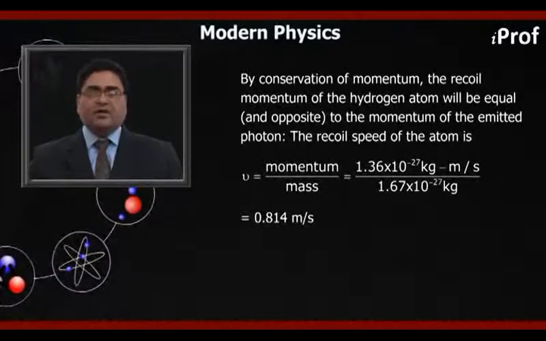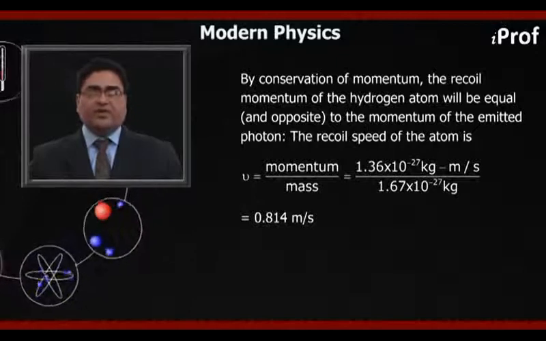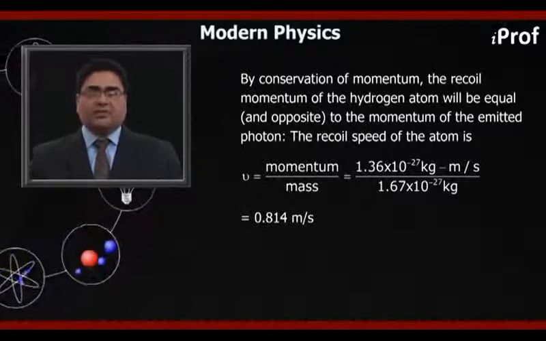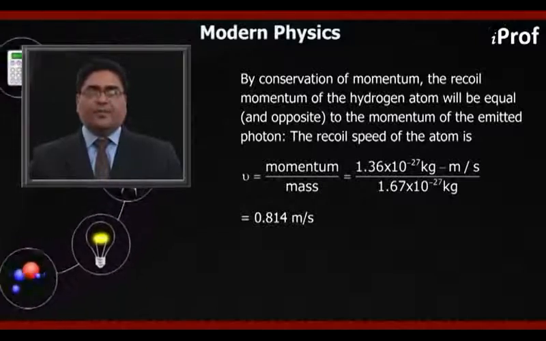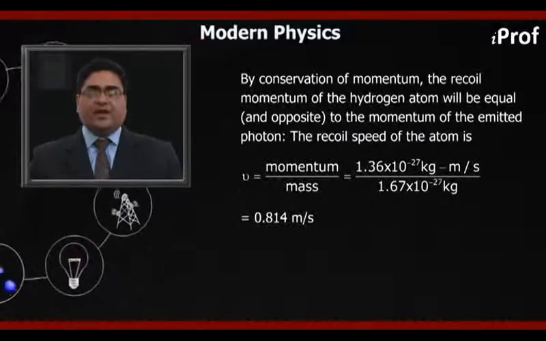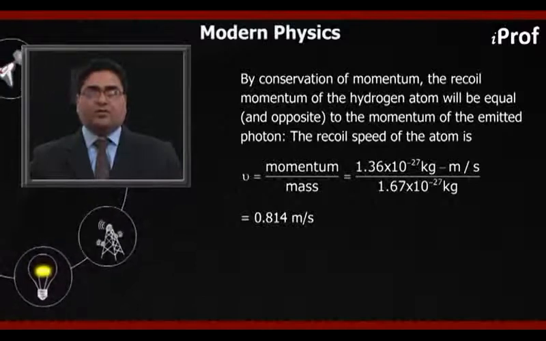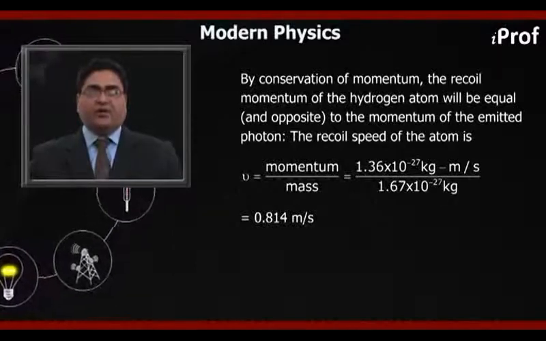The recoil speed of the atom is V equal to momentum upon mass equal to 1.36 × 10^-27 upon 1.67 × 10^-27 equal to 0.814 meter per second.